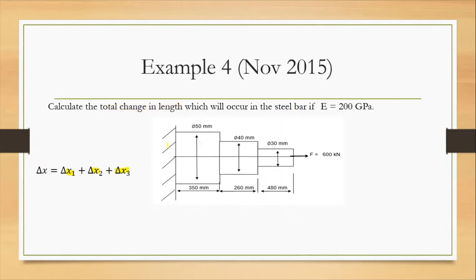Now, we know, guys, that here's our formula. When we had two of them, it was L1 over A1, L2 over A2. Now we're going to have L3 over A3 because there are three.